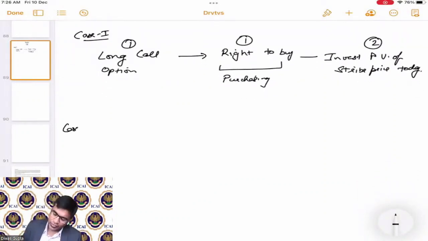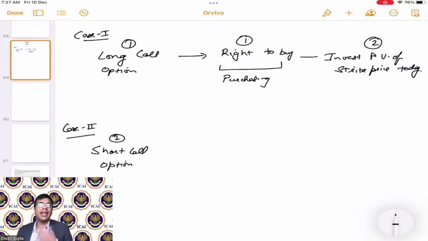Now, case number two. I would want responses from all of you, correct? Because this case number two and these four cases are very interesting. I'm going to base the put call parity theory and the Black-Scholes model on all four cases. So please listen to this very carefully and please respond also. Case two is if I'm shorting a call option, which means I'm writing a call option, I'm selling a call option.